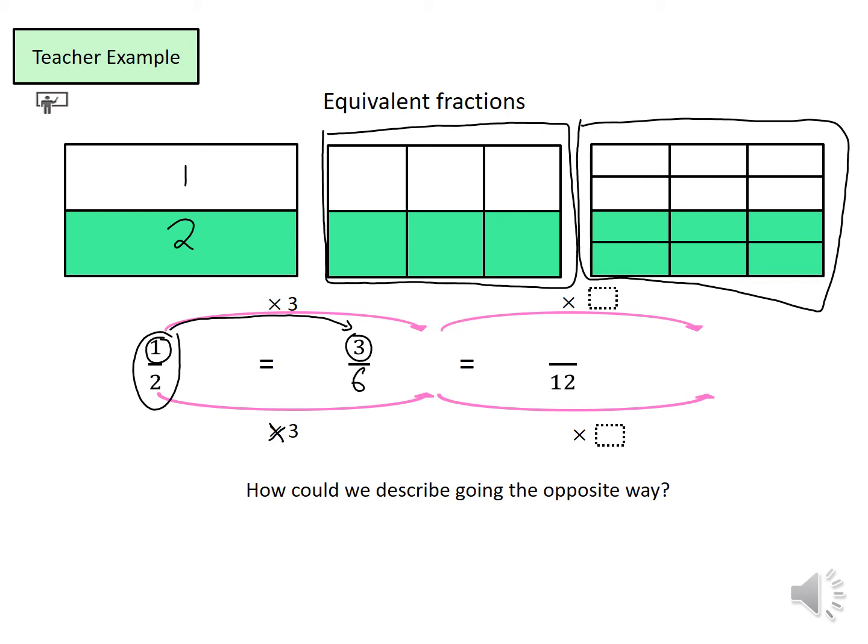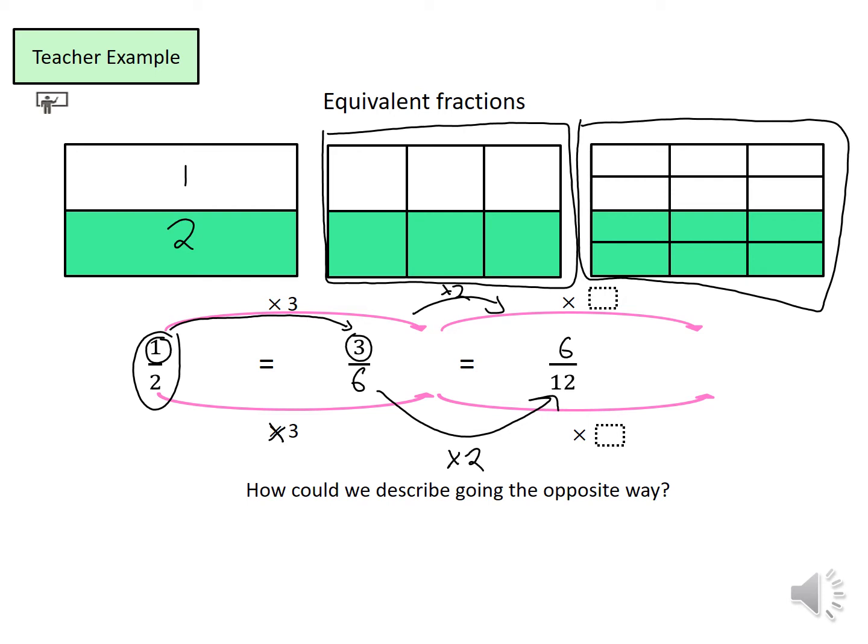Okay, so on this side, to get from 6 to 12 using multiplication, we have timesed it by 2. So we're going to multiply the numerator by 2. So 2 times 3 gives us 6.